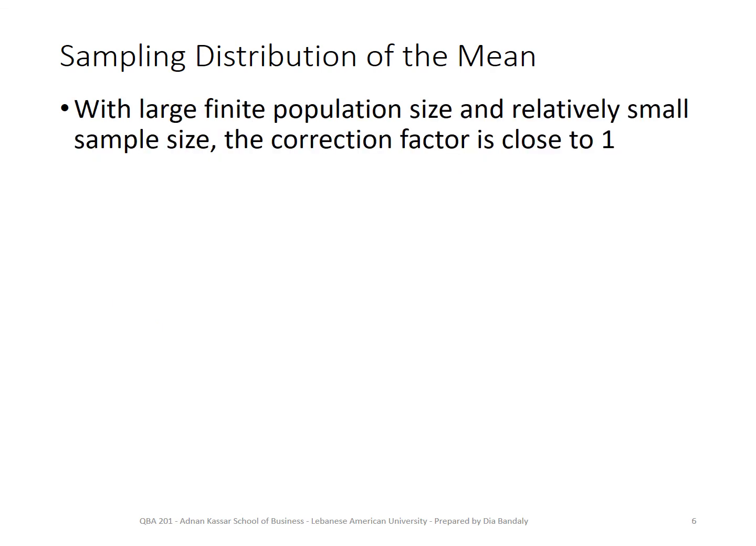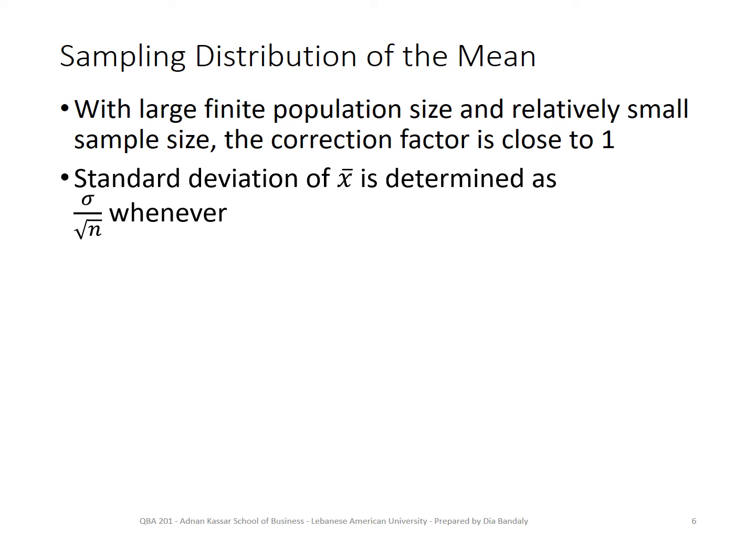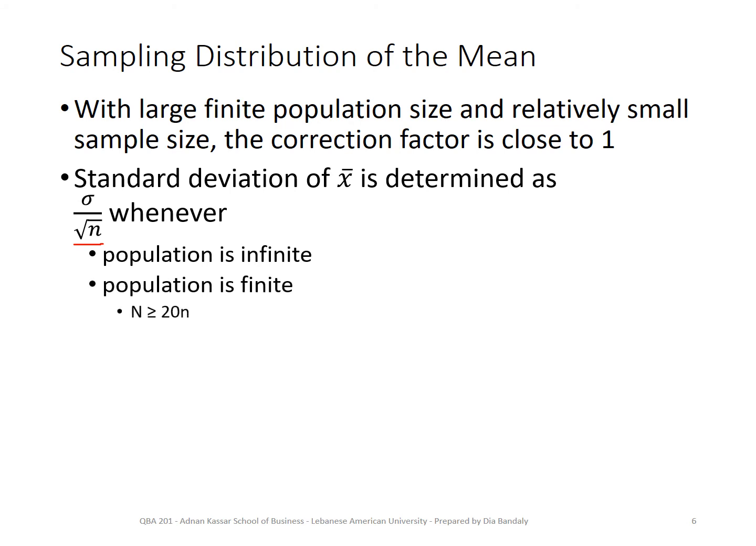Okay, so when the sample size is small compared to the population size, then the correction factor would be close to 1. And that's why in this case we're going to use also that simple form to find sigma of x bar. So this form is going to be sigma x bar in two cases: either when the population is infinite, meaning a very large population, or even in the case of a finite population.